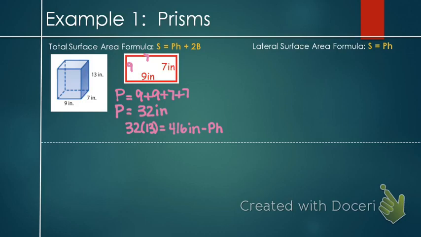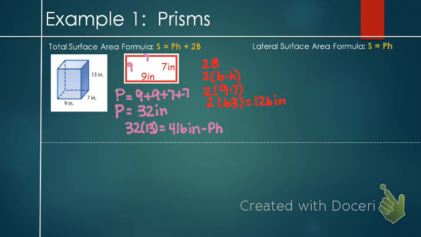Now I gotta go and find our other part, which is 2 times our area of the base. So I have 2. To find the area of the base, we gotta do our base times our height. So I have 2 times our base, which is 9, times 7. So I have 2 times 63. Then 2 times 63, we get 126 inches.